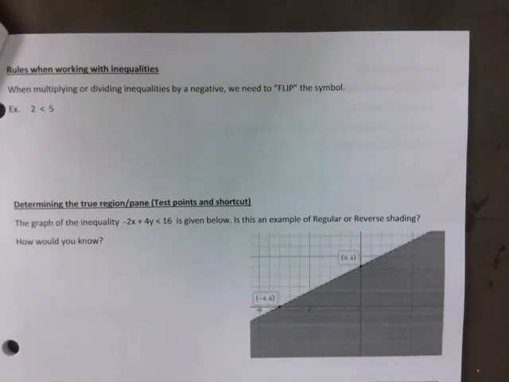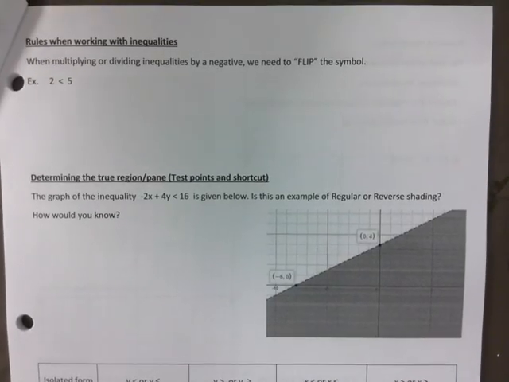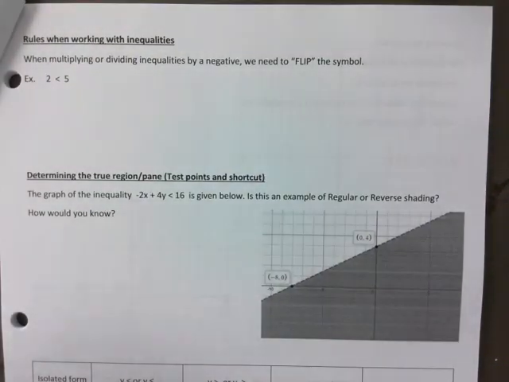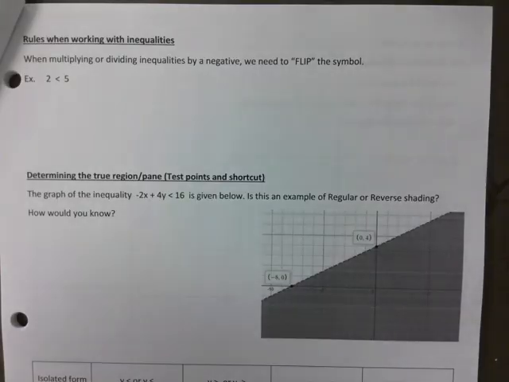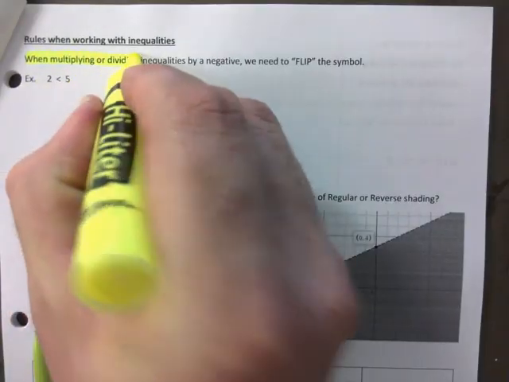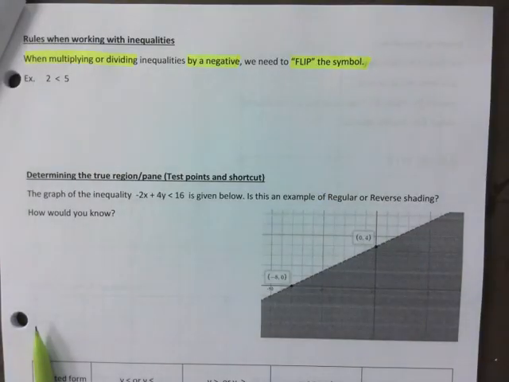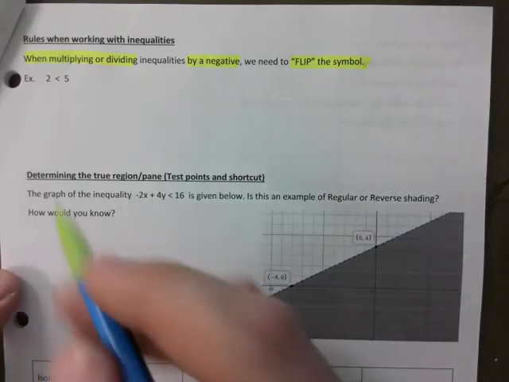All right, 18. Some rules here when working with inequalities. We work with them the exact same way as equations, except for this very important rule you need to remember. When multiplying or dividing by a negative, we flip the symbol. And I will show you once why that is. Okay.